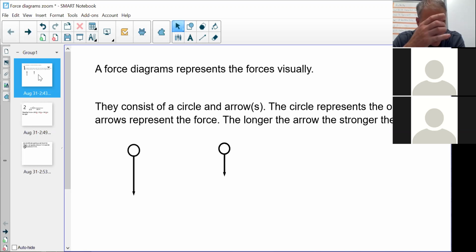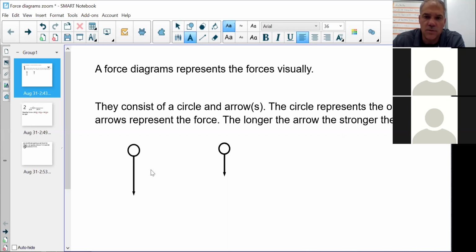Now, my question is, which one shows a stronger force, the one on the left or the one on the right? Mikey, why don't you tell us which one? The left. The left, right, because the arrow on the left is longer. That means it has a stronger force.